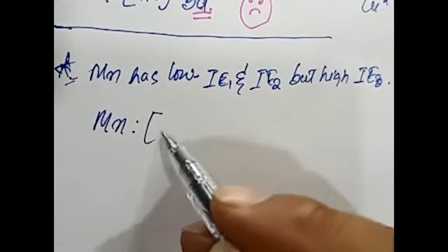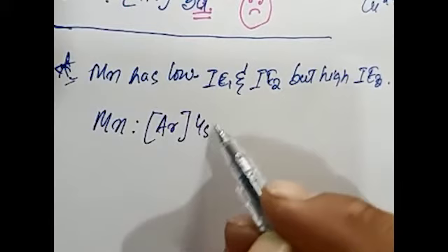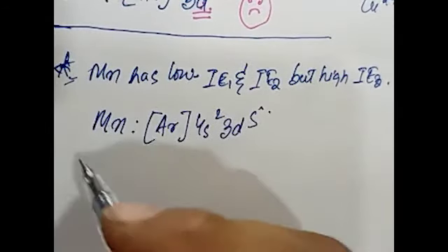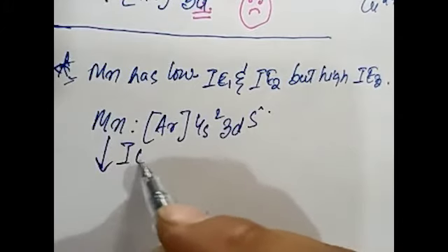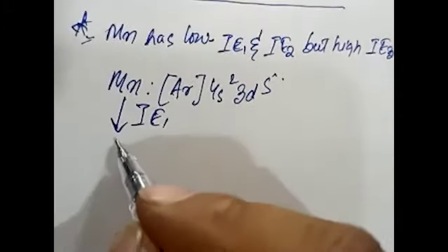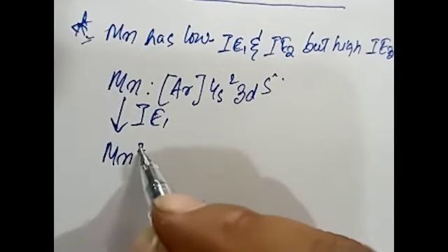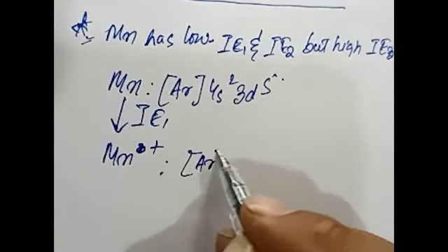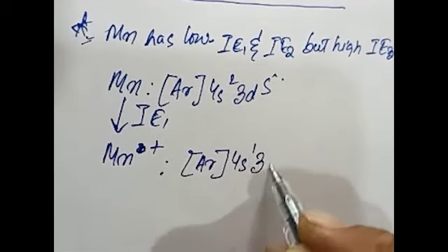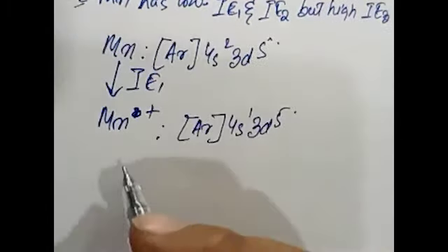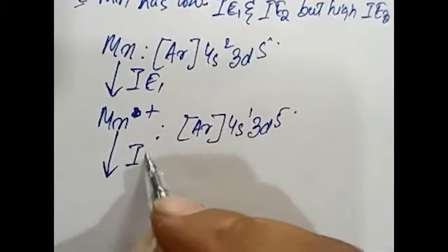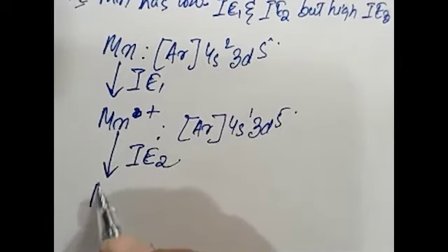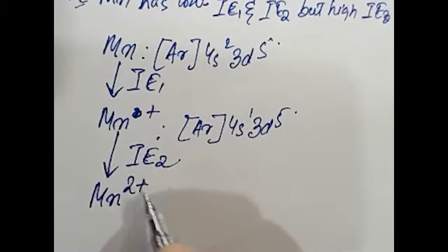Manganese is argon 4s2 3d5. Correct? 4s2 3d5. So to lose one electron, you have to give first ionization energy. It becomes Mn plus. Mn plus is configuration argon 4s1 3d5. Okay. And it is again losing electron. Again, if you give the second ionization energy, it becomes Mn2 plus.